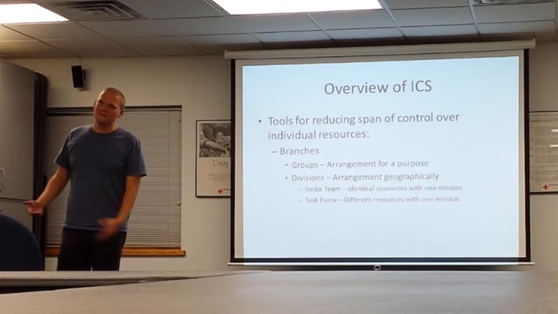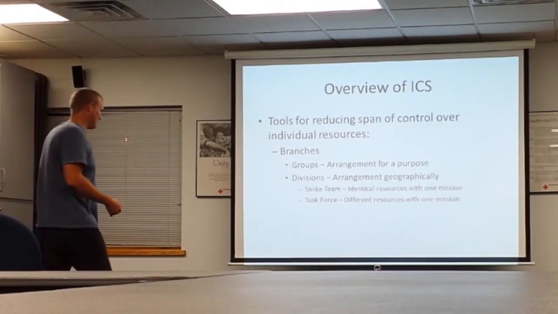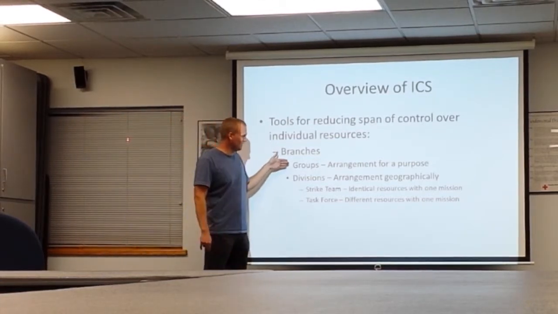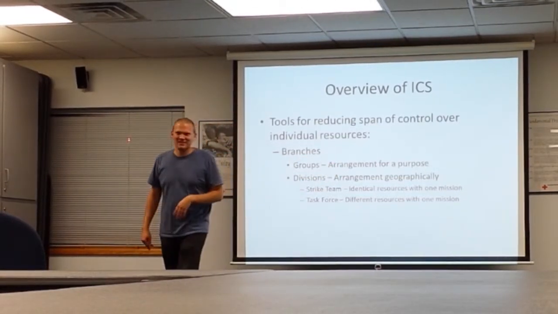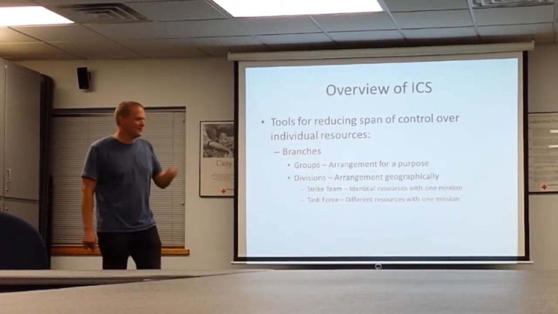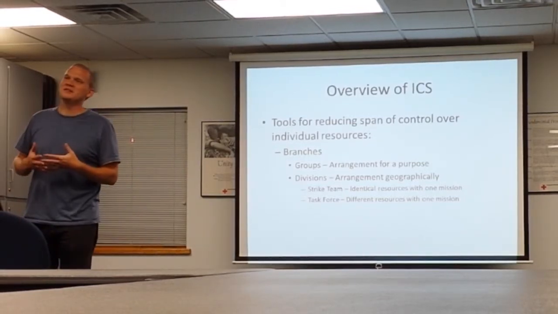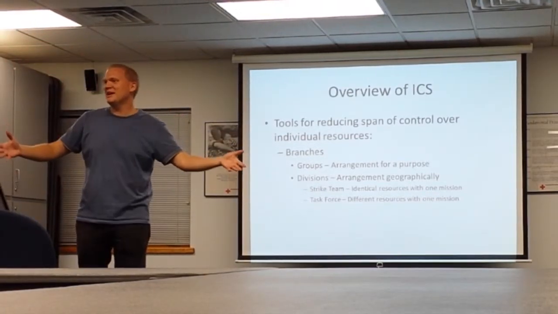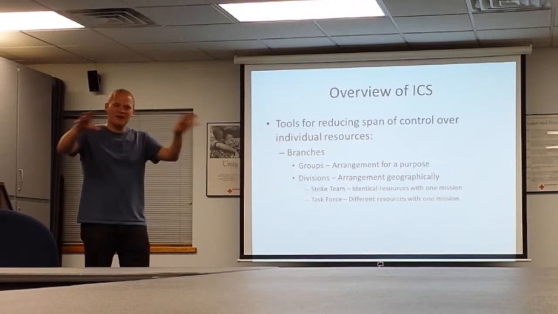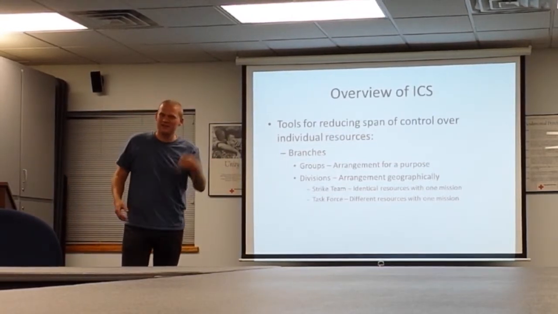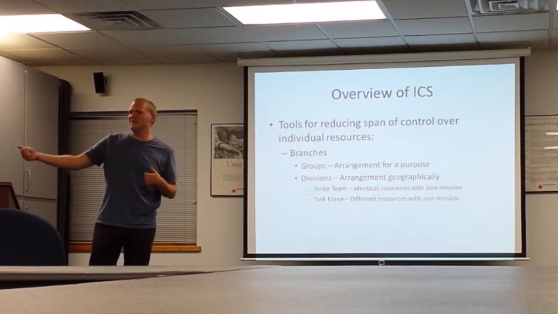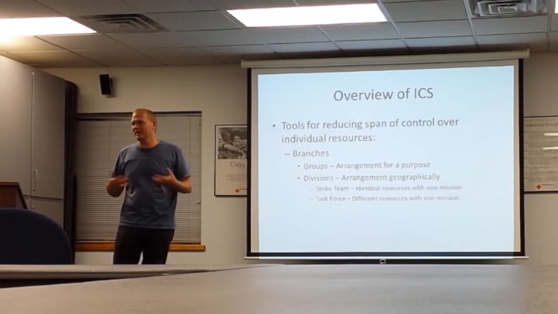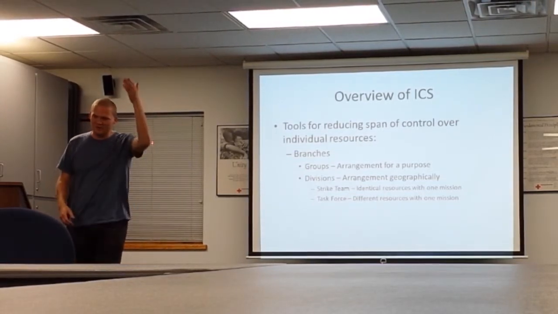The differences are sort of subtle, but it is important because of the standard terminology piece. So a group is an arrangement for a purpose. A division is an arrangement geographically. So if we had an incident where we had 2 separate cities that were both equally impacted by an incident, we could split our operations section up into a City A division and a City B division. And that way that would help to split up the span of control a little bit to make it a more manageable thing.